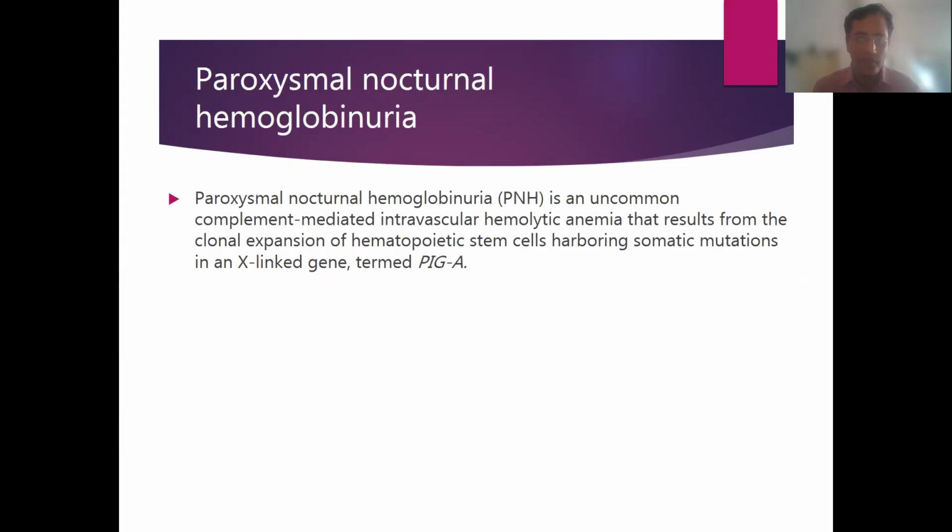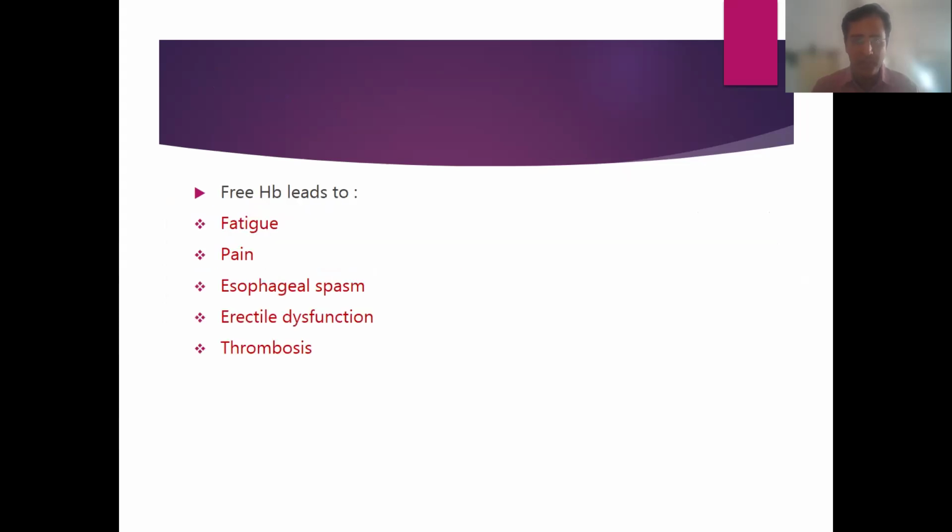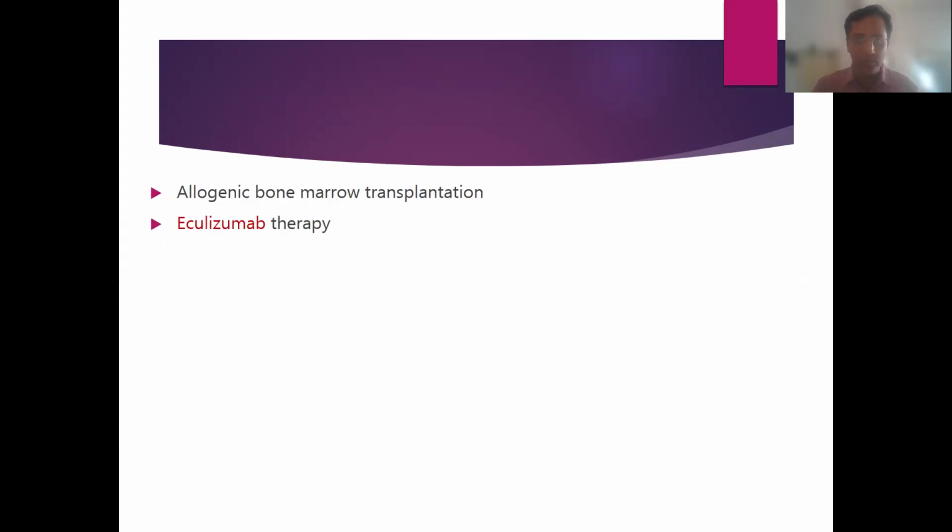Paroxysmal nocturnal hemoglobinuria. Paroxysmal nocturnal hemoglobinuria is an uncommon complement-mediated intravascular hemolytic anemia that results in the clonal expansion of hematopoietic stem cells, a somatic mutation of the X-linked gene PIGA. It will lead to free hemoglobin, leading to fatigue, pain, esophageal spasm, erectile dysfunction, and thrombosis. That leads to what we will do in this: eculizumab therapy.